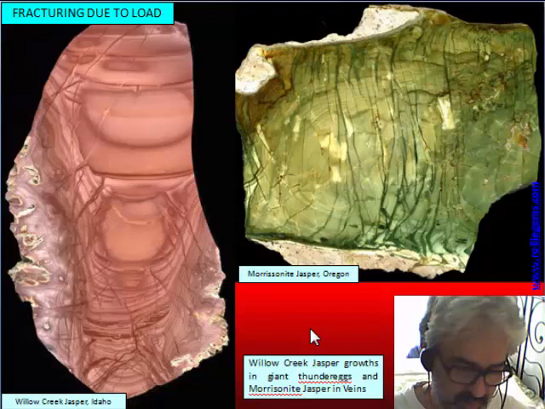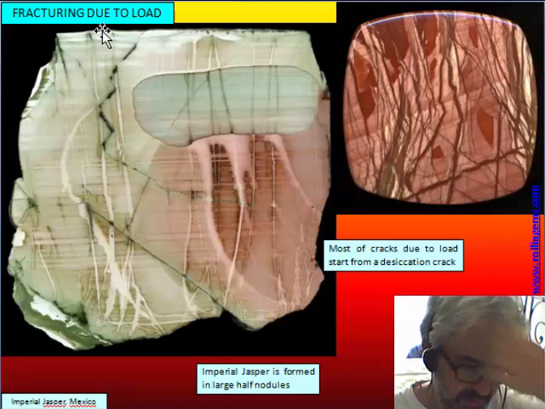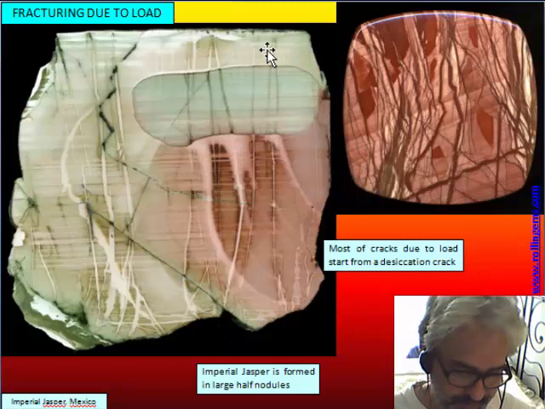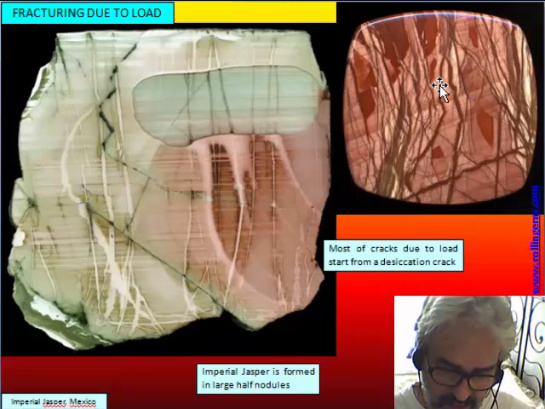This is imperial jasper that is also in very big nodules, and we see also in this case the fracture starts from the free surface and goes until the base, and the fractures are more or less vertical and cross also the orbs, so it's a very late phenomenon. Also in this cabochon, that is a kind of imperial jasper that was very popular because of this pattern.